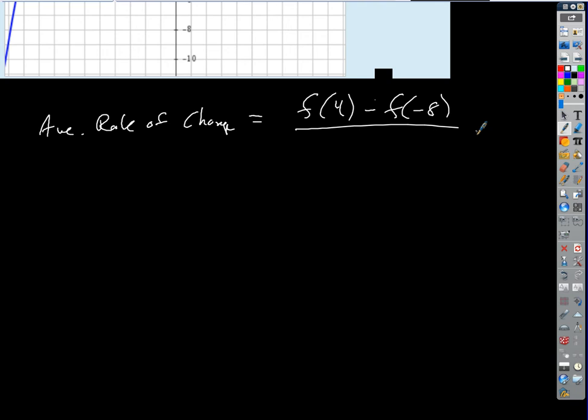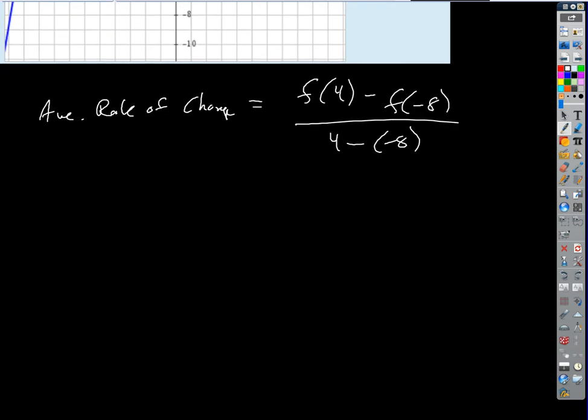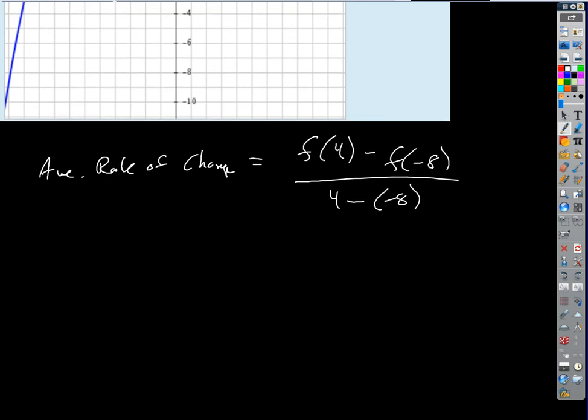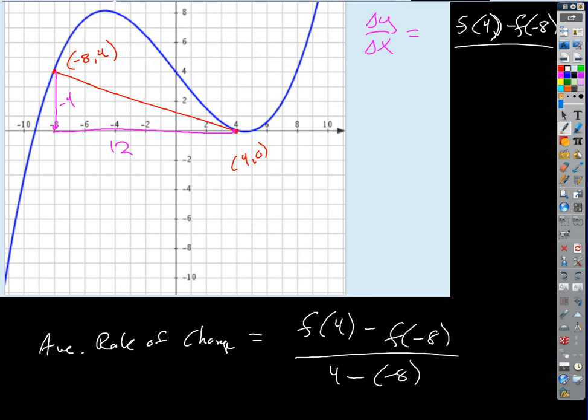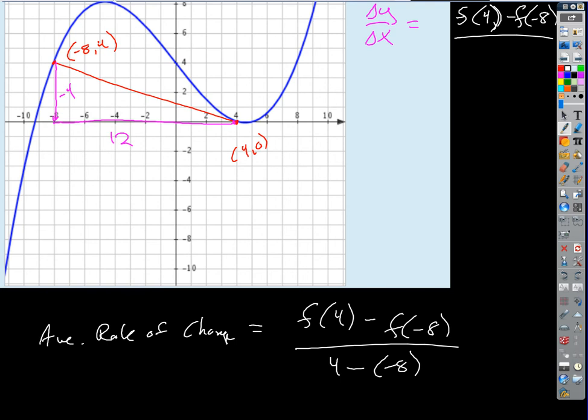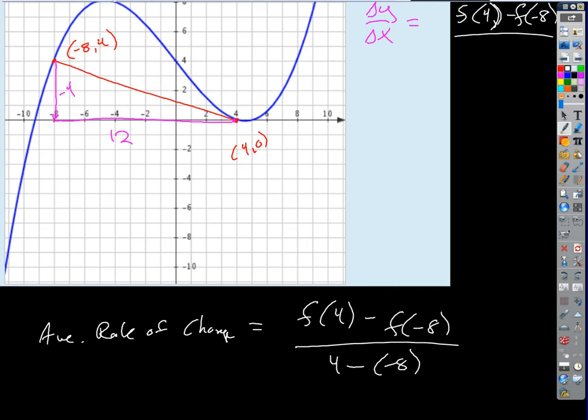Right? Because over delta x, what's delta x? 4 minus negative 8. Okay? So the change in the output values over the change in the input values, right? Final minus initial. Why is that? Why? It's obviously 4 minus 0. Well, no, you're right, but it's f of 4. What is f of 4? Oh, sorry. That's 4 minus f of 0. No. Am I doing something really dumb here?